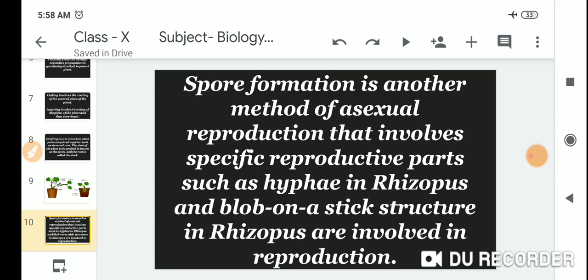Spore formation is another method of asexual reproduction that involves specific reproductive parts, such as the hyphae and the blob on a stick structure in Rhizopus, which are involved in the reproduction.